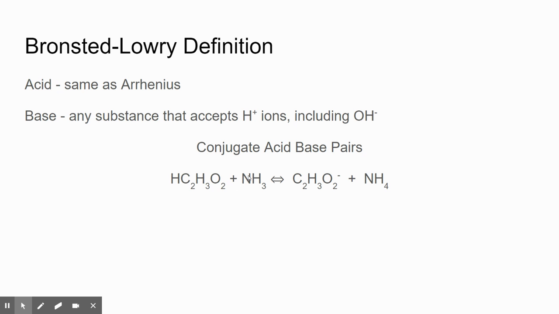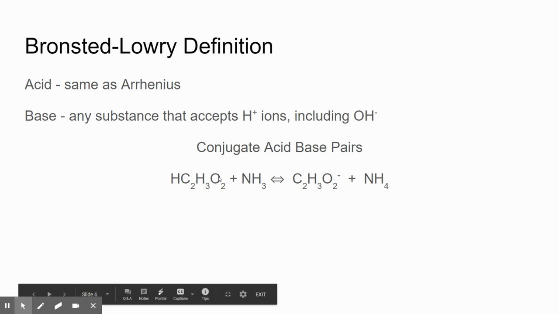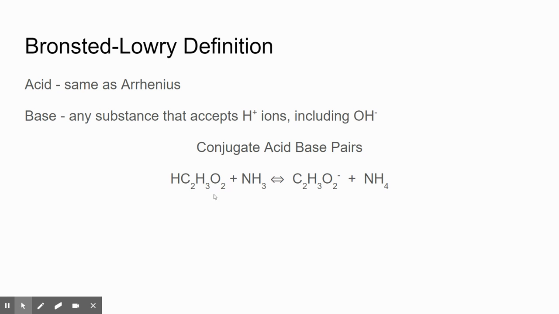Now, in the Bronsted-Lowry definition, we often have conjugate acid-base pairs. In the reactants, we always have an acid and base, and in the products, we have a conjugate acid and a conjugate base. So basically, we look at it backwards. What happens to it as it goes backwards? So this C2H3O2, as it goes backwards, accepts H+. So this to this is accepting H+. Therefore, it is the conjugate base, or CB. I just call it the CB.